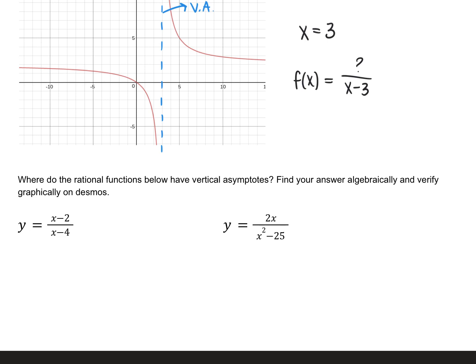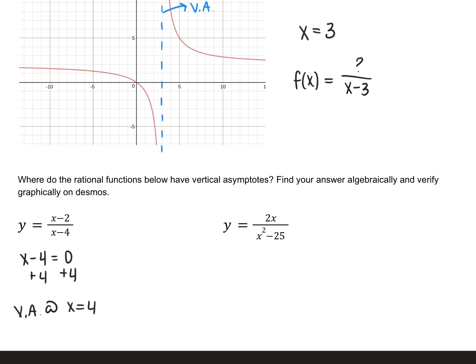So what we're going to do now is determine where rational functions have vertical asymptotes. We're going to find our answer algebraically, and we can verify it graphically by using Desmos. But it's not necessary, but it is an option. So if we have y equals x minus 2 over x minus 4, just like when we were looking at section 1, I only care about the denominator. So I'm going to do x minus 4 equals 0, and I'm going to add 4, and there's a vertical asymptote at x equals 4. It is very important that you remember the x equals for a vertical asymptote because it is a vertical line. It is a line, it is an equation, it has to have the x equals.